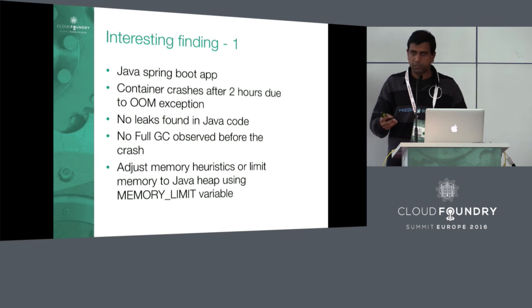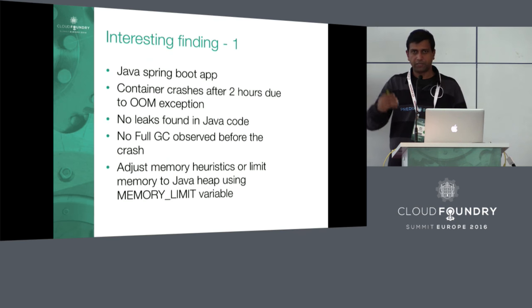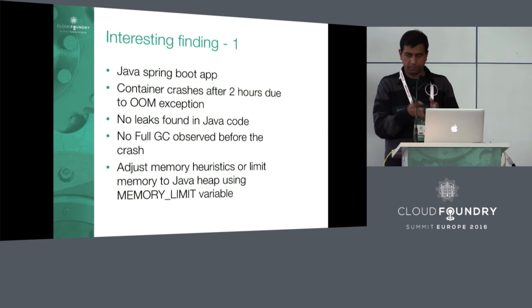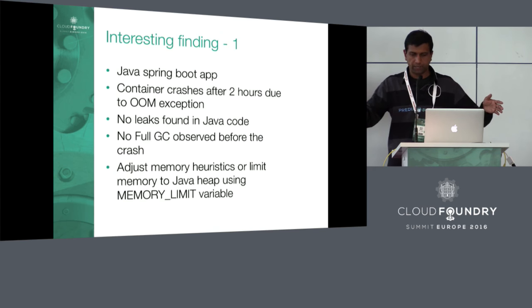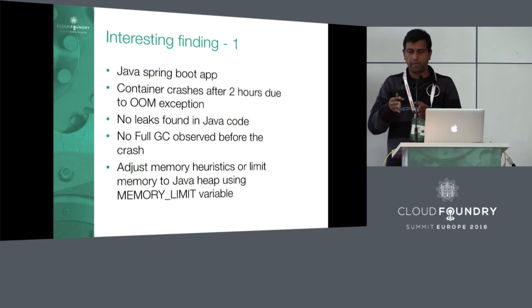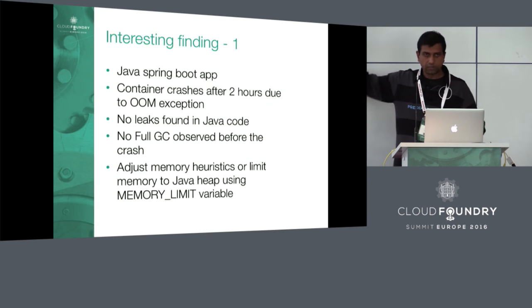So one of the things we did was use a memory limit variable, if you're aware of that. We can set that. For example, if we push our app with 2 gigabytes of memory, the memory heuristics give 70% of memory to the heap, 10% to native, and 10% to metaspace, and that's how it divides up the total 2 gigabytes. Now, by setting this memory limit to, say, 1.3 gigabytes, I'm telling the memory heuristics to work on this 1.3 gigabytes and not the entire 2 gigabytes. Then you have a lot less memory allocated to the heap and a lot more available for native memory. That helped us start seeing those nice garbage collections happening.